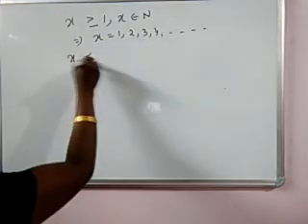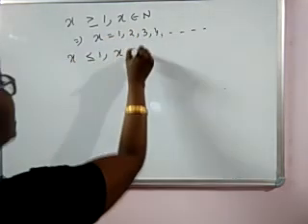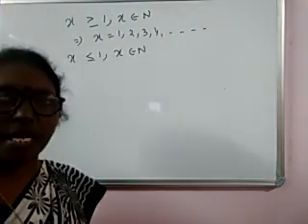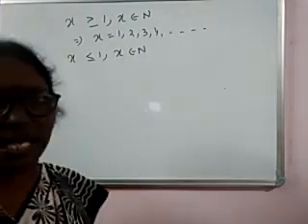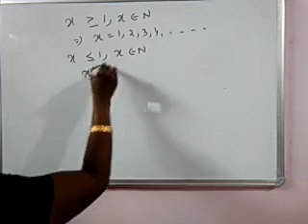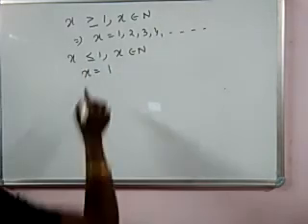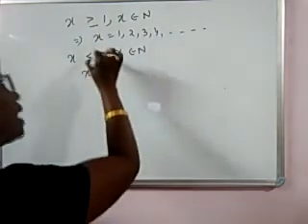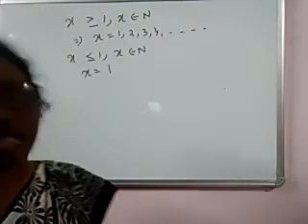x is less than or equal to 1, x belongs to natural numbers. Less than 1, is there any natural number? There is no natural number less than 1. Equal to 1, so here only x is equal to 1. In the same way, less than or equal to or greater than or equal to means that it also includes that number.